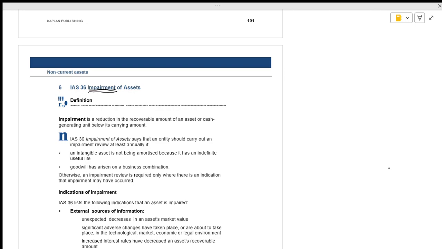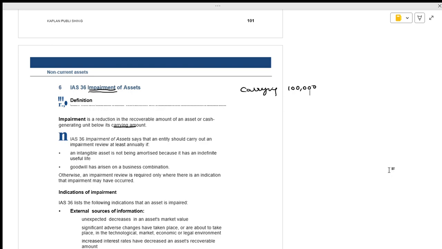It is also one of the most important aspects. Impairment is the reduction in the recoverable amount of the asset below the carrying amount. See what will happen? Is it right? Carrying amount will be how much? Carrying amount will be 100,000. Is it right? Carrying amount will be 100,000. What will happen?